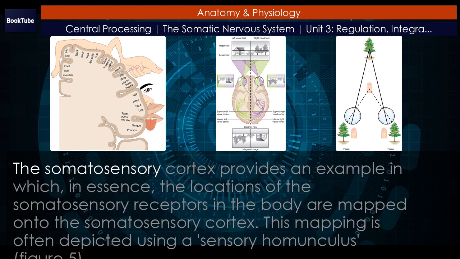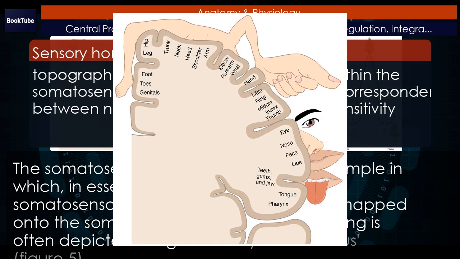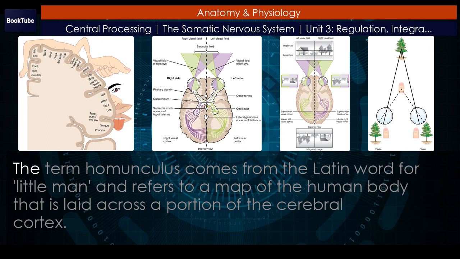The somatosensory cortex provides an example in which, in essence, the locations of the somatosensory receptors in the body are mapped onto the somatosensory cortex. This mapping is often depicted using a sensory homunculus. Figure 5. The term homunculus comes from the Latin word for little man, and refers to a map of the human body that is laid across a portion of the cerebral cortex.